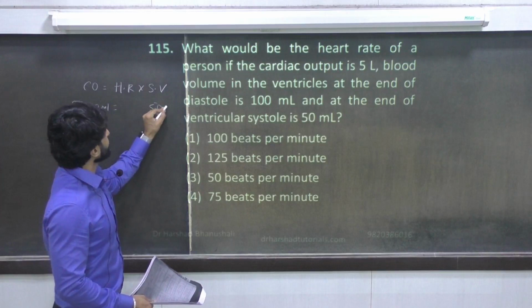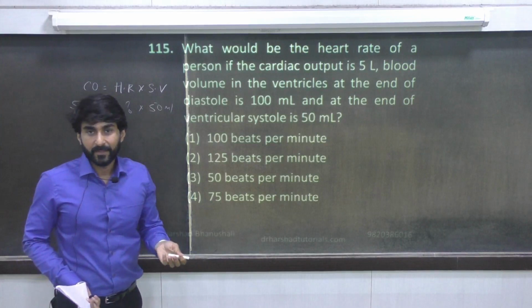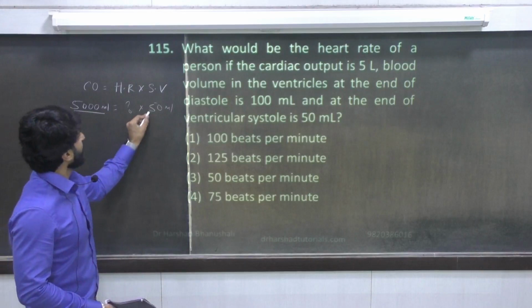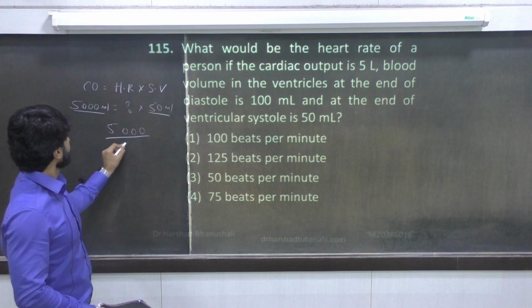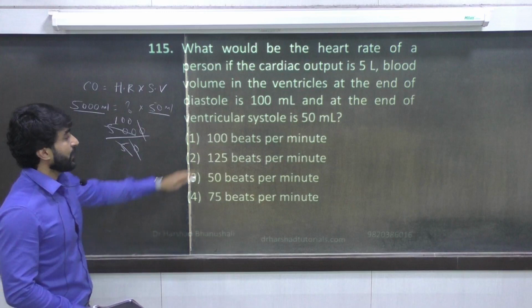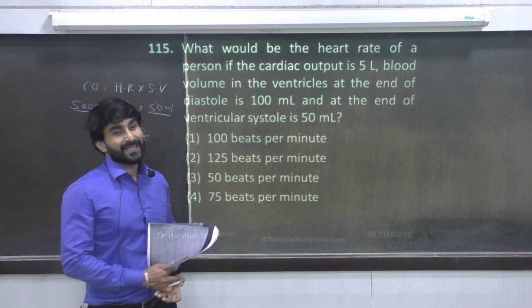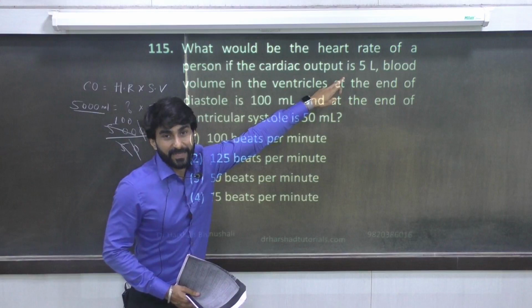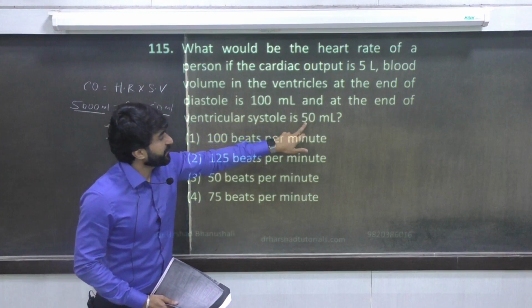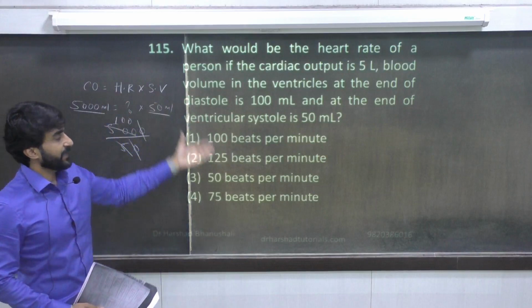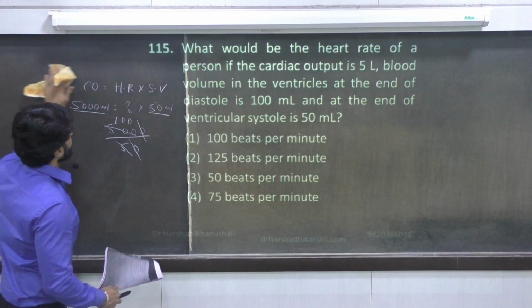How much is the heart rate? This is what they have asked. Again, a very simple mathematical question. You have 5000 divided by 50 ml. Your answer would be 100 beats per minute. Repeating, the formula of cardiac output is heart rate into stroke volume. You've already got cardiac output, which is 5000 ml, 5 liters is 5000 ml. They have told you that the heart had 100 ml and after contraction it has 50 ml. That means the stroke volume is 50 ml. You can directly calculate your heart rate as 100 beats per minute. So my answer for question number 115 would be statement number 1.